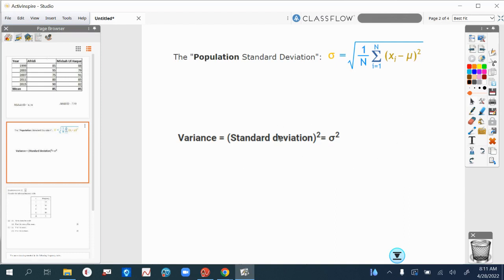Linked to standard deviation is variance, which is simply standard deviation squared. So if you're asked to calculate variance instead, which you might be, all you have to do is square your value of standard deviation, and variance is written as sigma squared. So that's the notation they use for it. Let's look at an example, shall we?